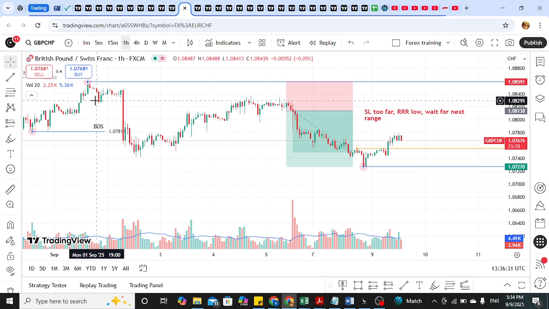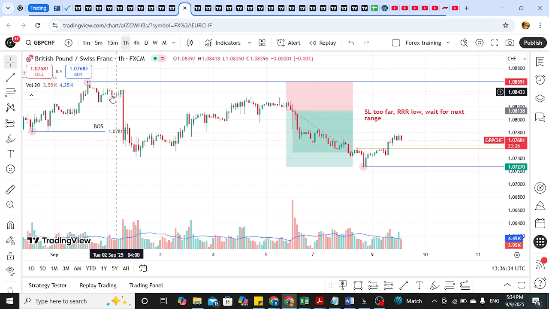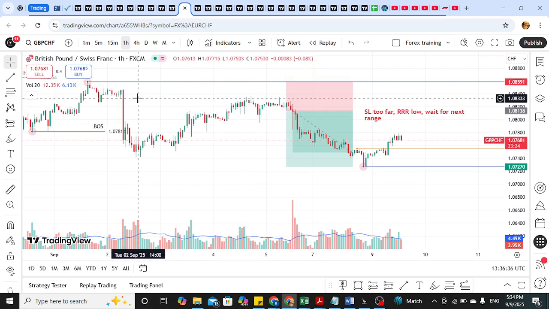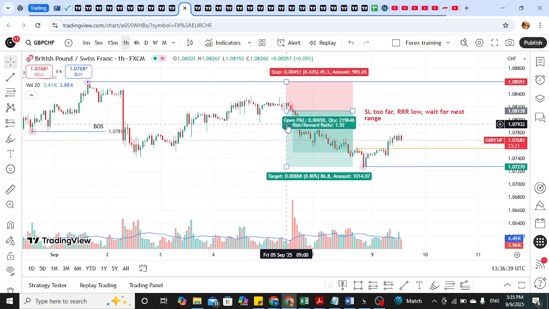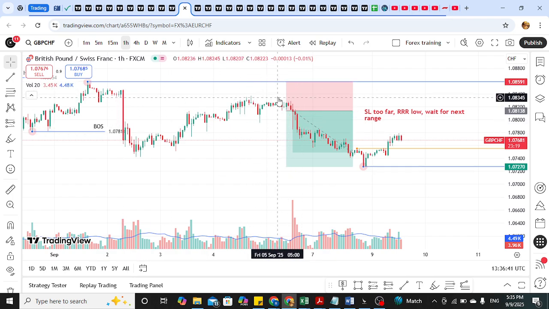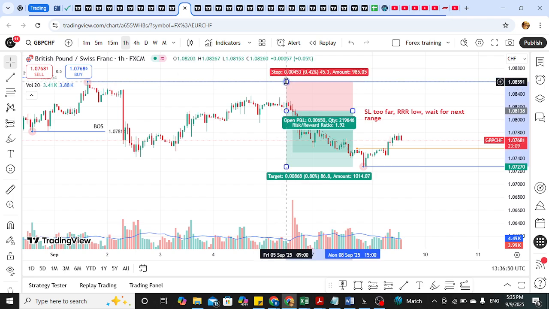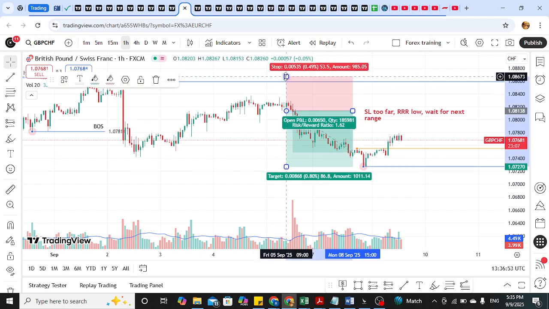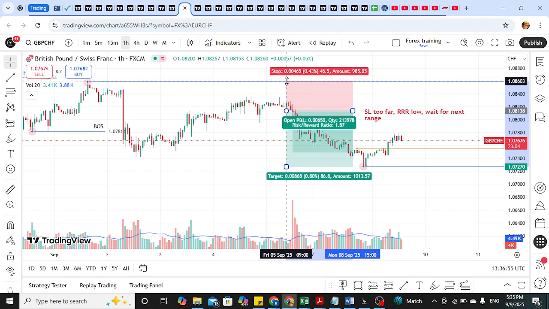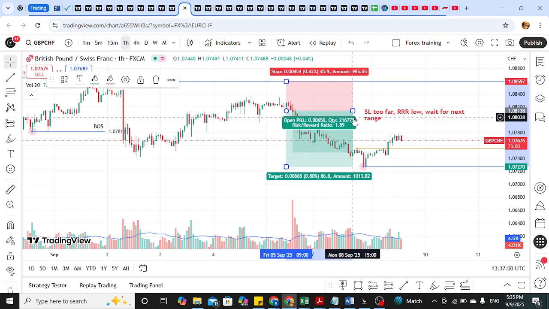The order flows, as you can see, are mitigated by this area. Even the order blocks are mitigated here. This is an order flow that can be taken, but it is far away from the high end of the range, and I usually put my stop loss here. In this case I just wanted to see if there is any chance to take this trade. So one, the stop loss is too far.